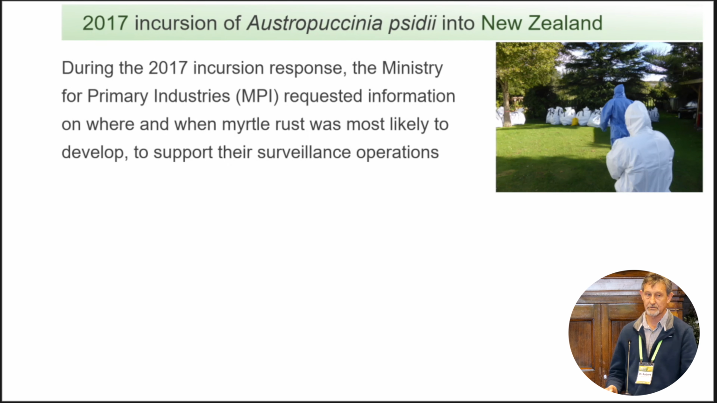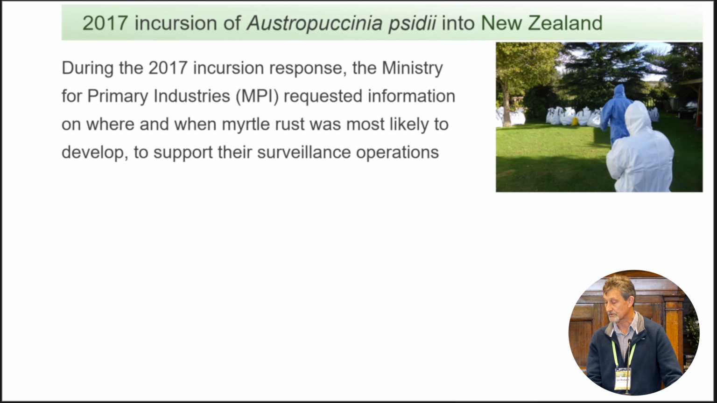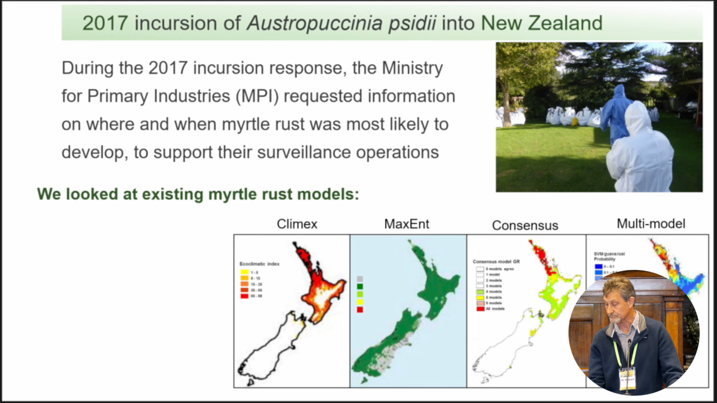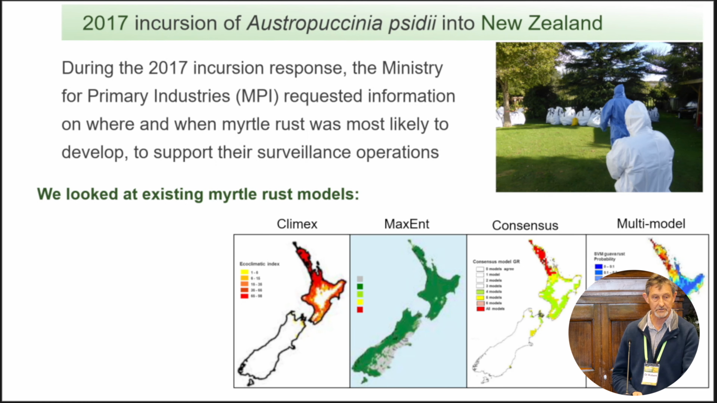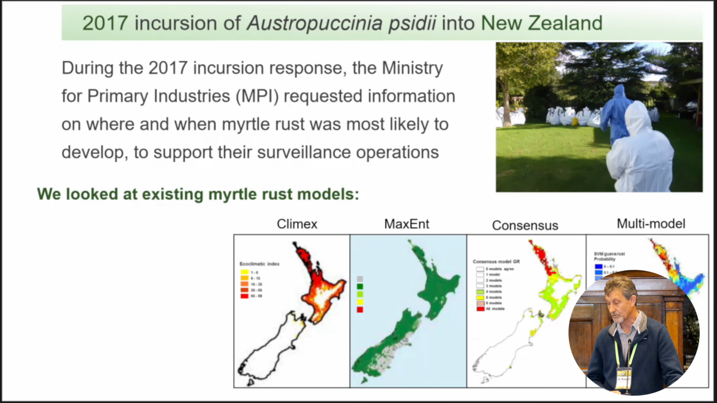So going back to the 2017 myrtle rust incursion and the response by the Ministry for Primary Industries, they requested information on where and when myrtle rust was most likely to develop to support their surveillance operations. So we looked at some existing models for myrtle rust, which had included New Zealand. They weren't specifically for New Zealand necessarily, but they'd included New Zealand.